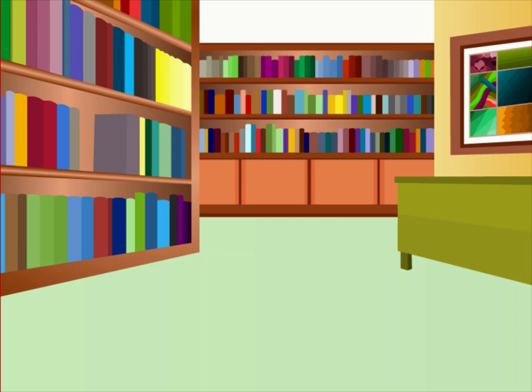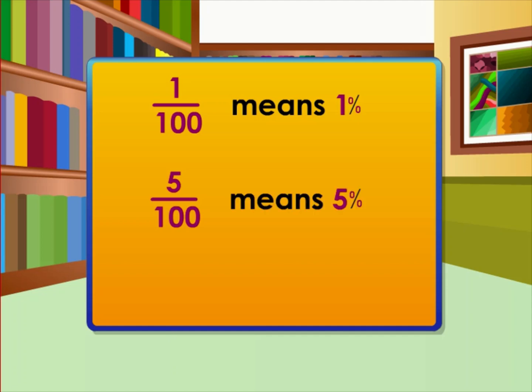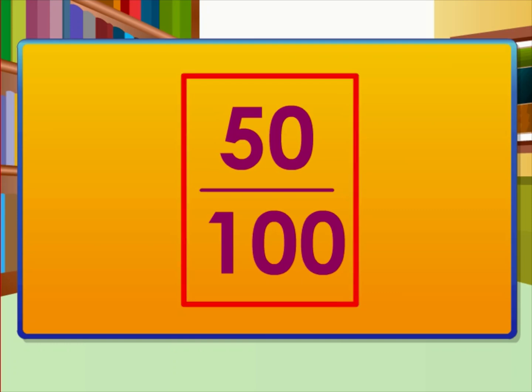Hello children, do you remember what percentage is? Yes, percentage is a fraction that is written out of 100. For example, 1 over 100 means 1%. 5 over 100 means 5%. And 20 over 100 means 20%. Now can you tell me what 50 over 100 means?